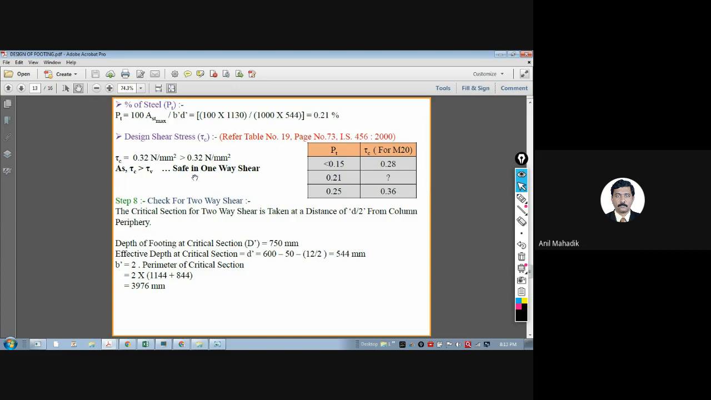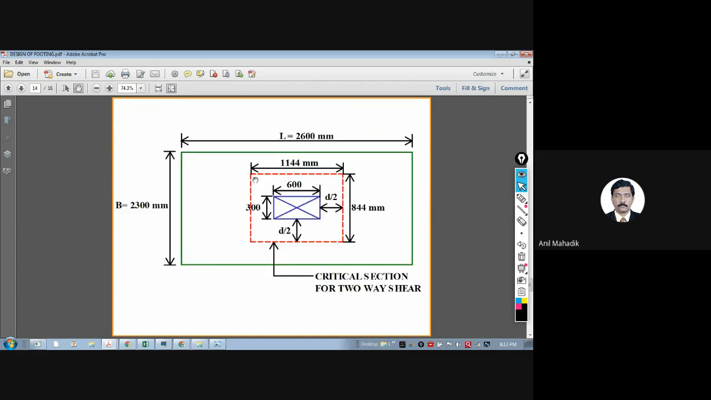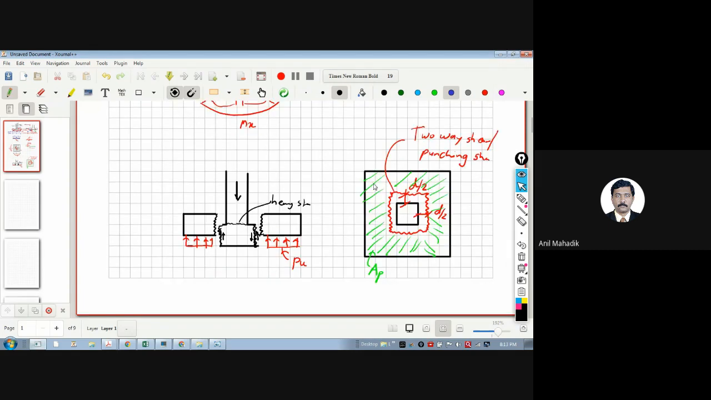Now there is a second shear stress, that is two-way shear stress. So we have already seen two-way shear stress is at a distance d by 2 here, from here d by 2 and again here d by 2 all round. So this is nothing but the punching shear area. So who is causing the punching shear stress? I have already told you here. So this green hatch area is causing the punching shear stress.